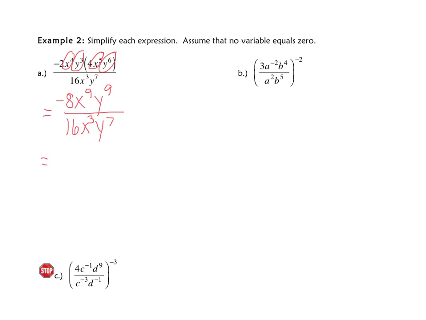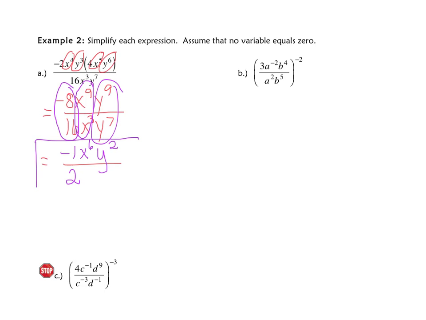Okay, now we're ready to simplify this fraction. -8 over 16 is just a -1/2. The x's, where are the powers of x bigger, top or bottom? In this case, it's on the top, so it's going to be x to the 9 minus 3, which is 6. Where are the y's bigger? 9 is bigger than 7, so they're bigger on top. It's going to be y to the 2nd.